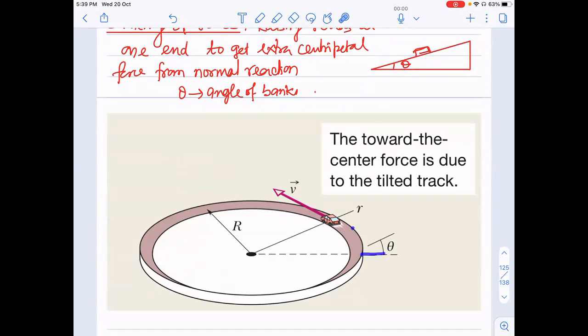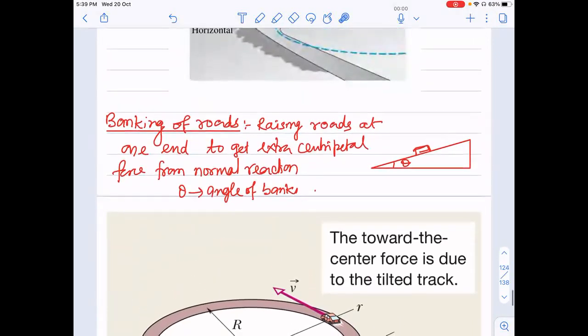Can you see this, whatever is given here? So what is this called? Angle of banking. Angle of banking is raising the road at one end to get extra centripetal force from the normal reaction. The component of the normal reaction from here will contribute to the centripetal force. So theta is called the angle of banking.